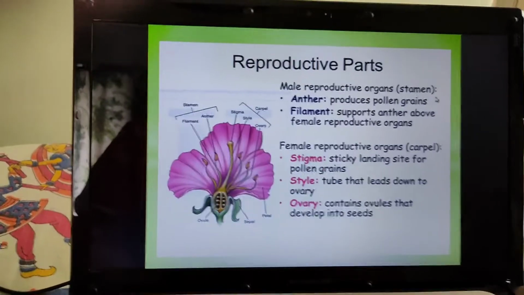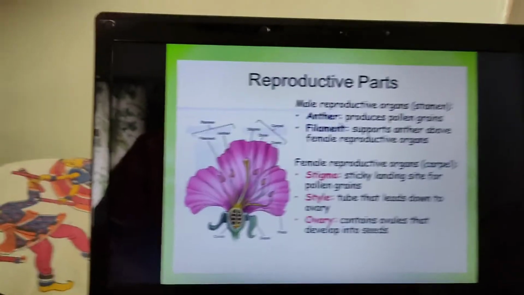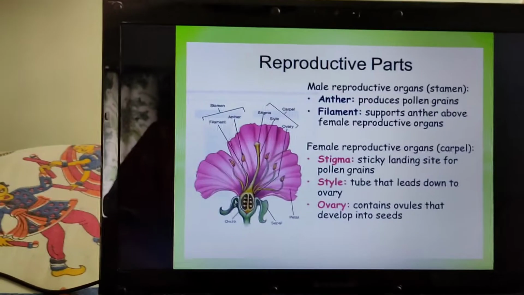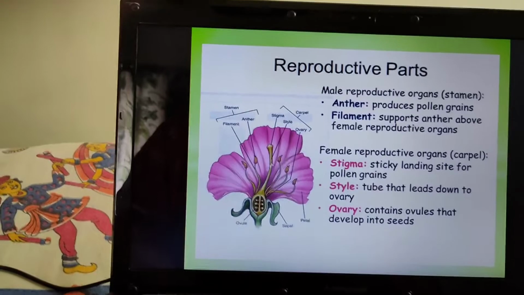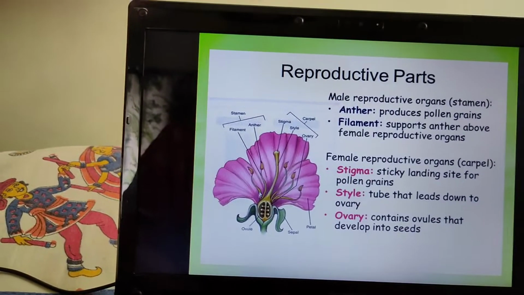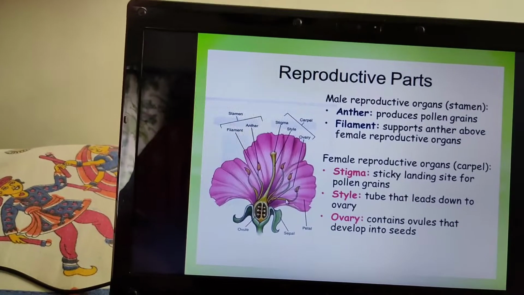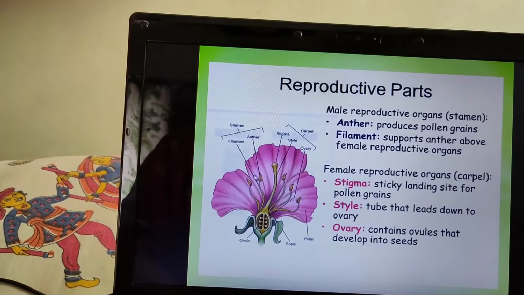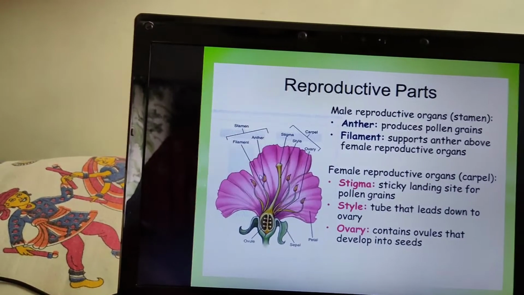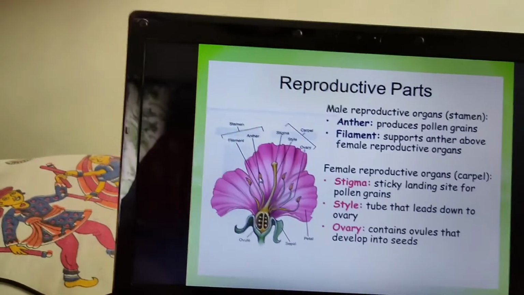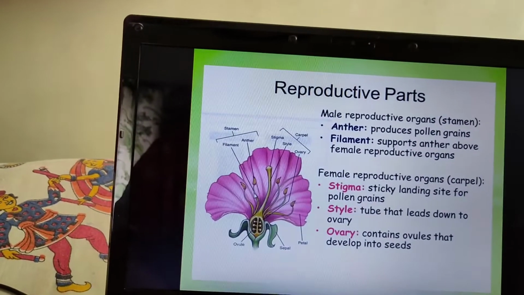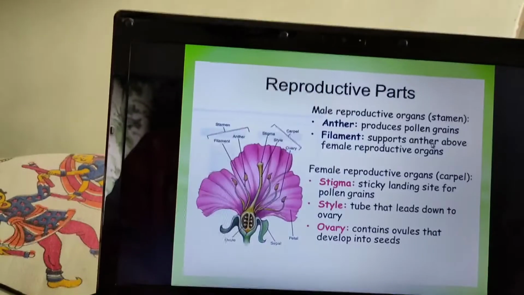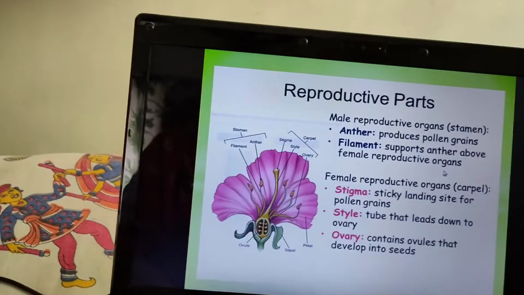The male reproductive organ consists of two parts. One is the anther, another is the filament. Next, know about the anther. This is a typical flower. All the floral whorls are present here. Anthers are many in number. Look at this part. The tip portion is known as the anther, which produces pollen grains, and the thread-like part is known as the filament, which supports the anther above the female reproductive organs.